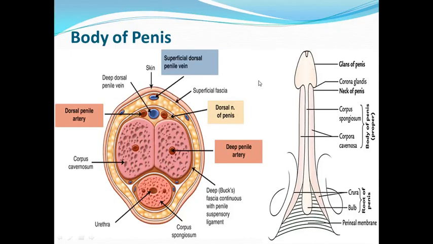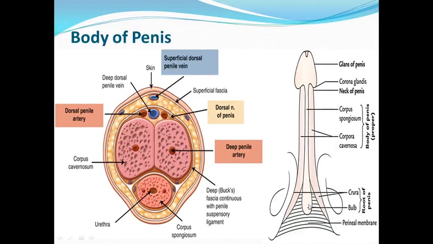In this figure you cannot see the tunica albuginea. The tunica albuginea is a strong fibrous capsule which surrounds the corpus cavernosa. So it cannot be observed here. If you are asked in a 2 marks question what is tunica albuginea, you have to write that it is a strong fibrous envelope which surrounds the corpus cavernosa of the penis.